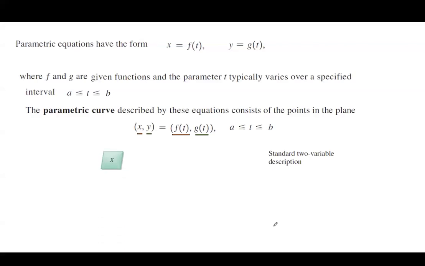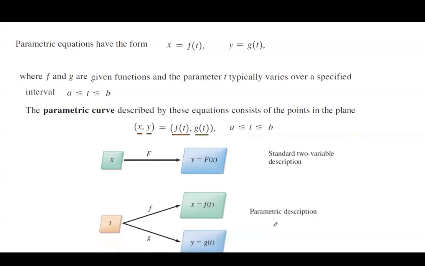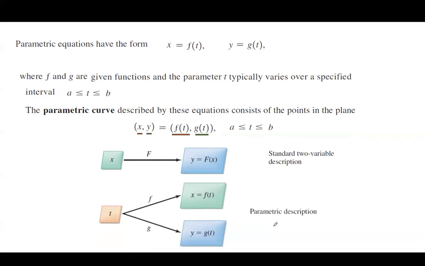The standard two-variable description is that x is mapped to y by a function f, but now that we are using parametric equations, we assume you have a new parameter, which we denote by t. t is mapped by f and also g. So x is equal to f of t and y is equal to g of t. Again, you can assume t is time or temperature or angle, depending on the context of the question.